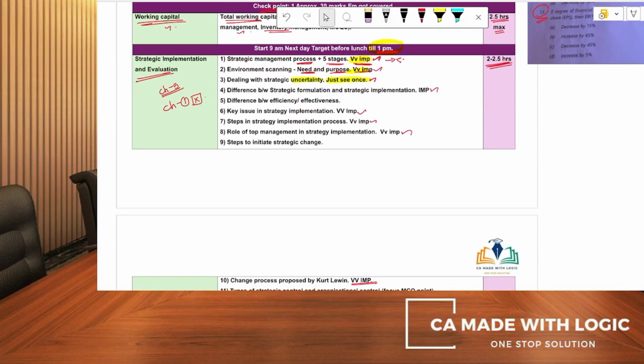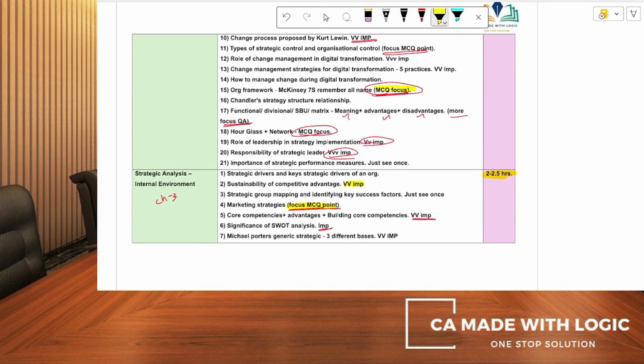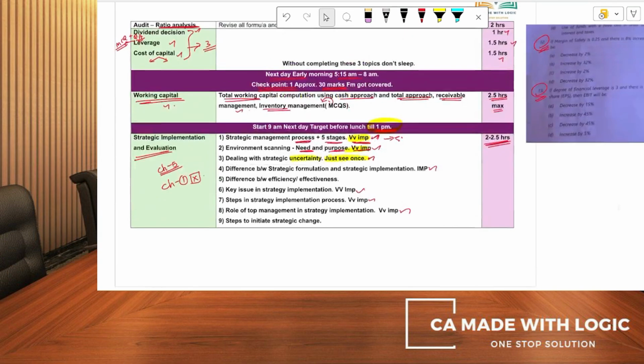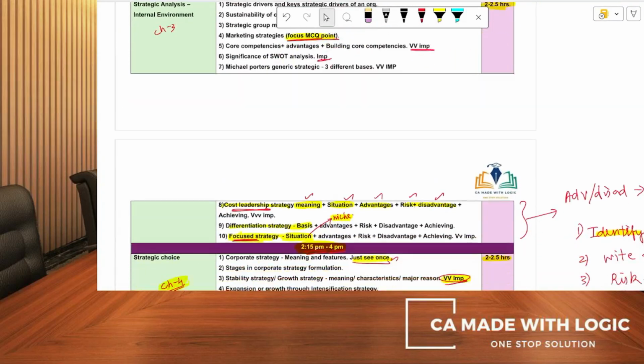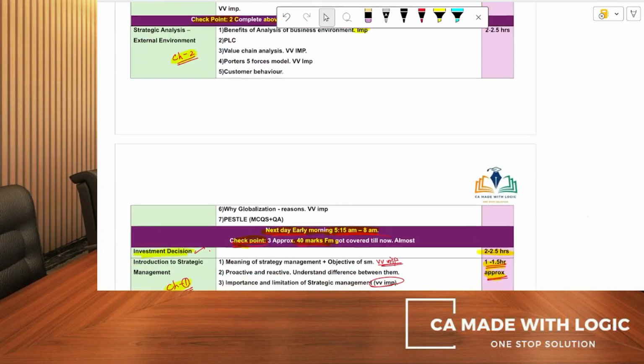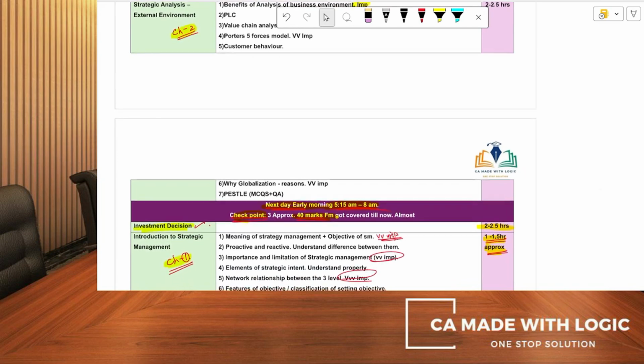So do follow this strategy, and you can go through it wherever we have given MCQ focus. Focus only from the point of view of MCQs. You don't need to cram anything under MCQ focus points. Here I have given two concepts, many concepts I have given. I hope this video is very helpful for you.